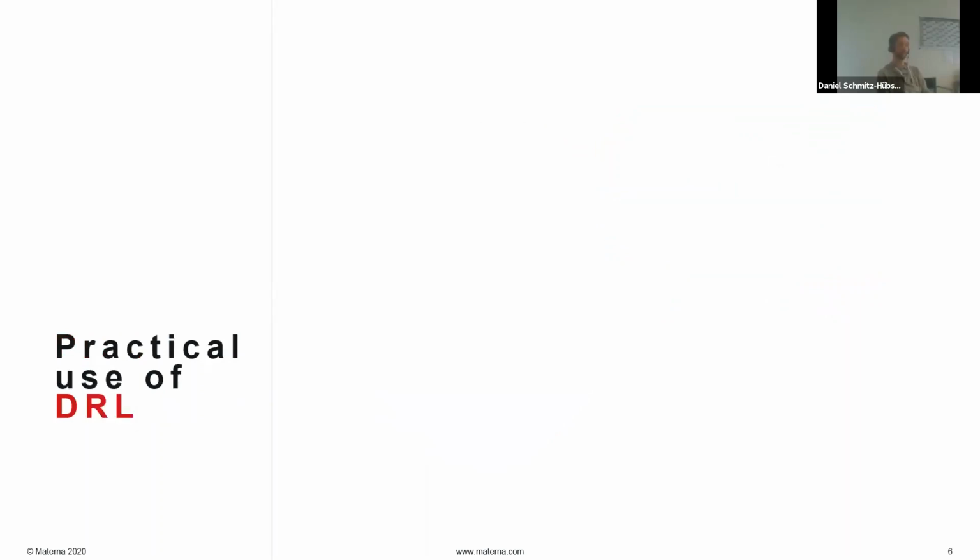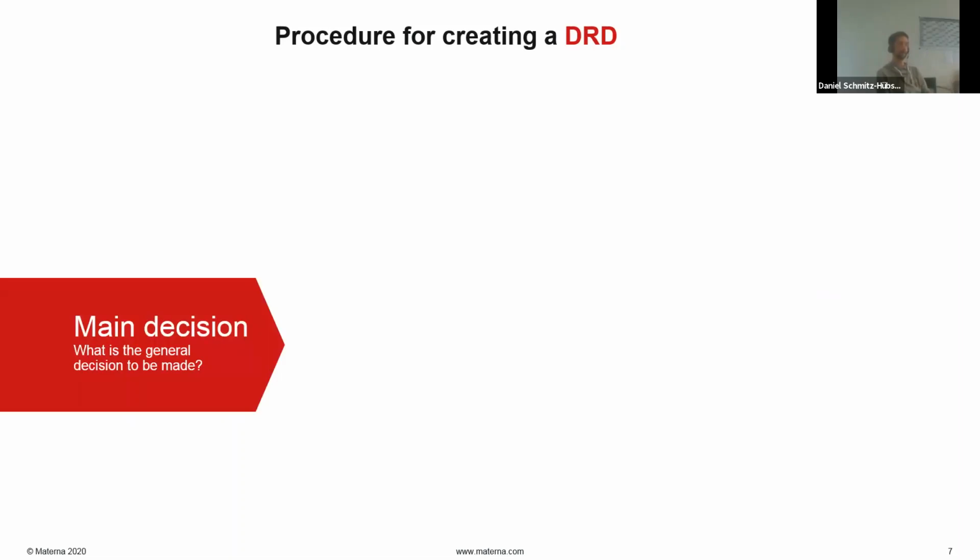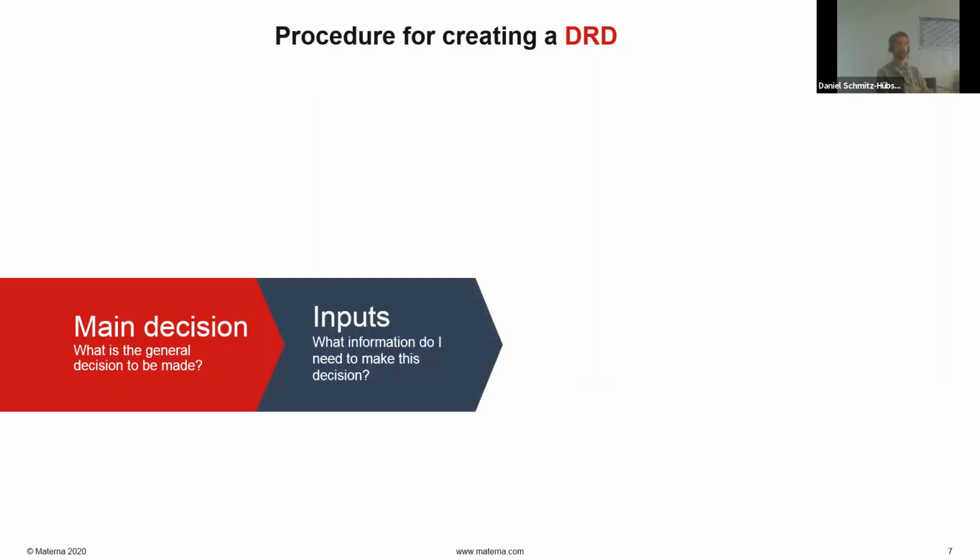So how is our model of generating the DRD? First of all, you must have a main decision, and in most projects, there's some kind of business model behind it, a BPMN model where you have a decision task, and that's the first start point of your main decision. The second thing that also comes from the outside is the input data. So what information do I need to make this decision?